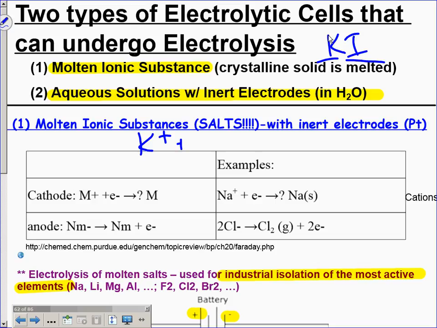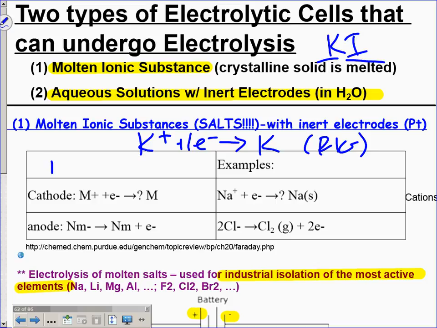If not, you're going into inner core electrons, and we don't touch those. We only touch valence electrons. So you can make it gain one electron to form what? Potassium, which in itself is very reactive with water. So we wouldn't want water in here. It's explosive with water. So that has to be gaining electrons. So that has to occur at the cathode, right, reduction.